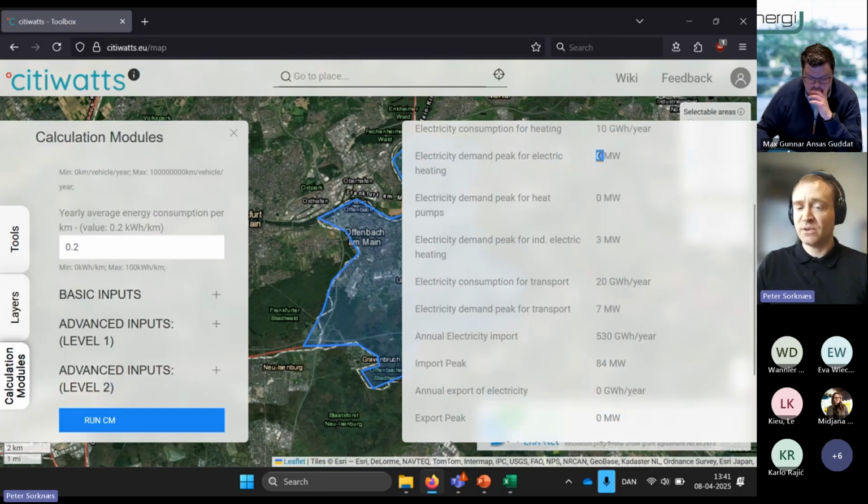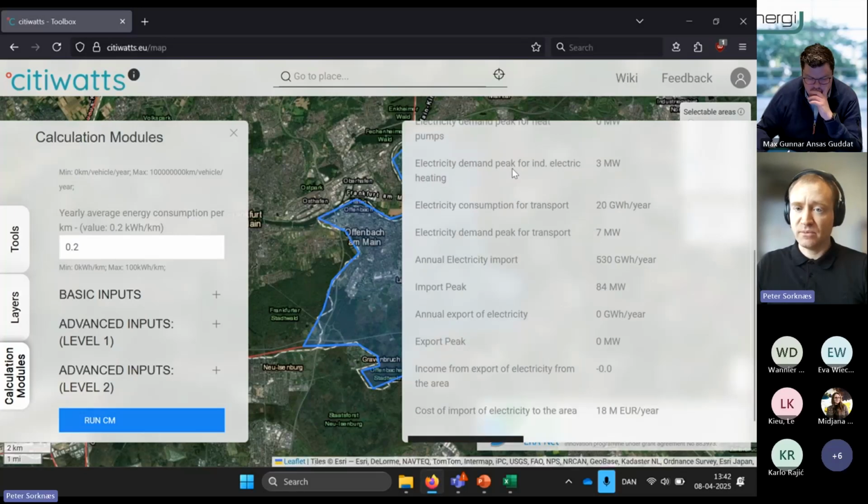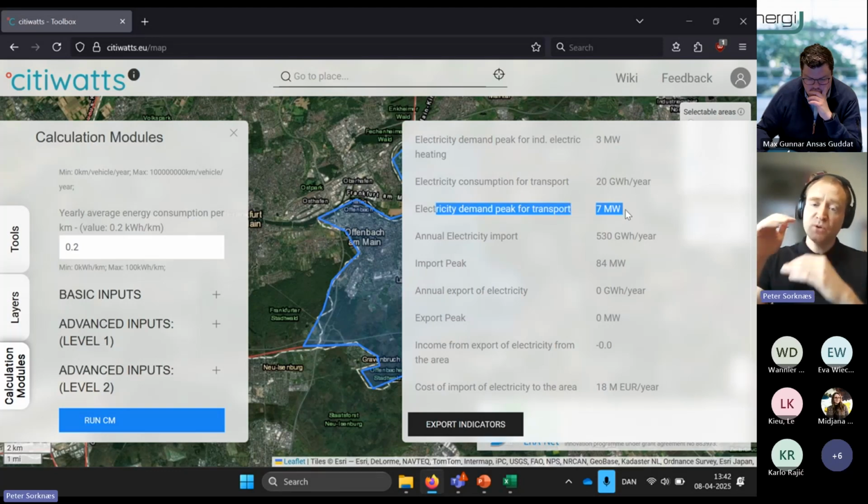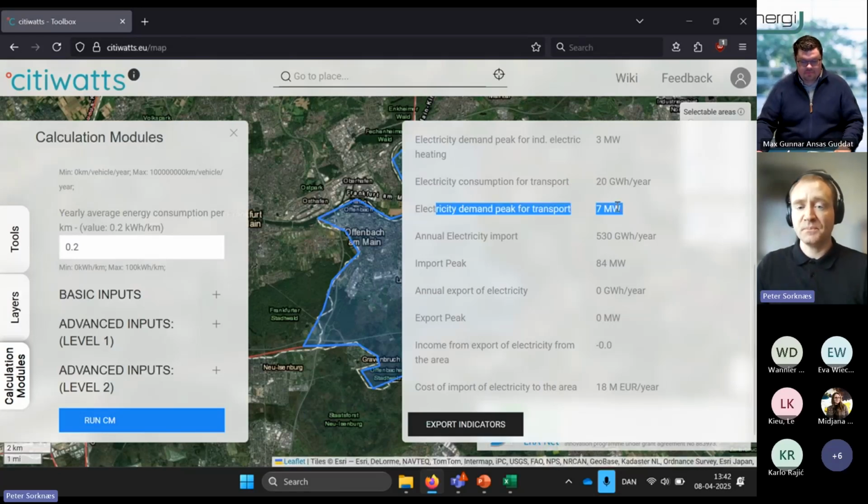Here, the total demand for electric heating is very low. So that means this is 0. It's probably not 0. It's probably a bit above 0. But it just gets lost because the number in total is very small. And then here we have how much do we use for transport? And what is the peak load of the transport sector? So that is the hour of the year where we most charge our EVs, electric vehicles, here 7.